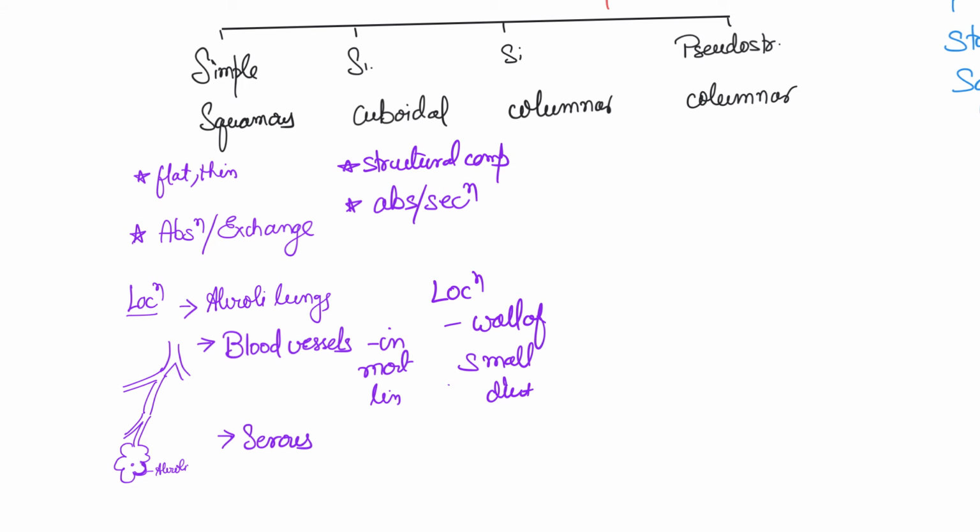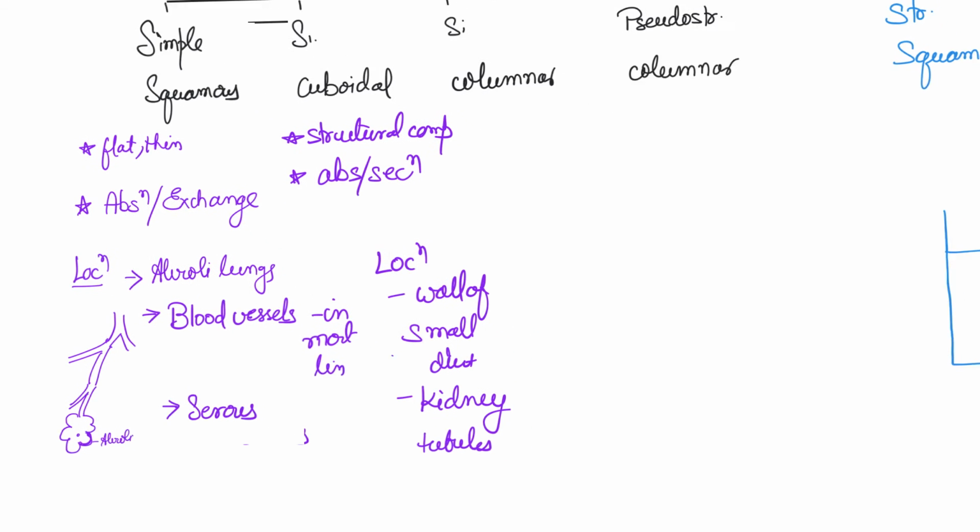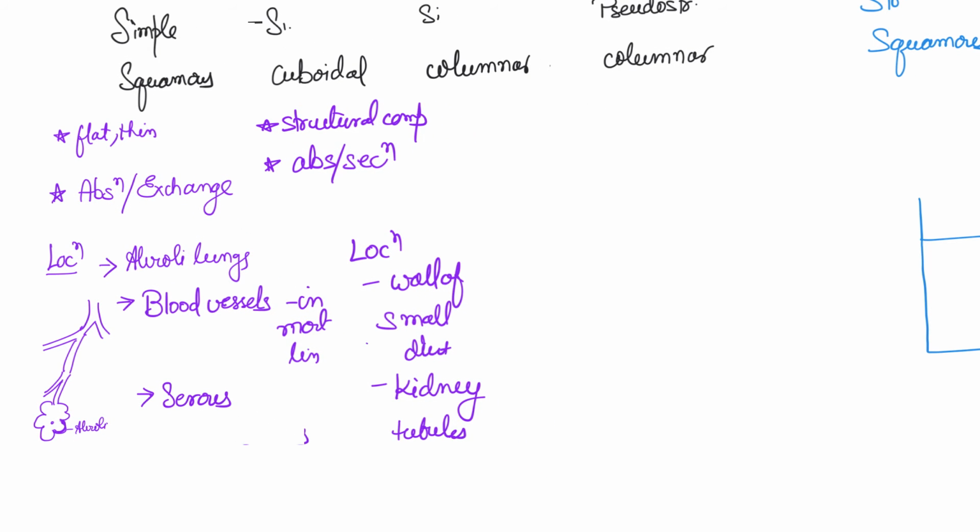So you'll easily find them in the small ducts, in your kidney tubules. Kidneys have these tubules, small, extremely fine tubes that you call nephrons. You'll find them there. Now we jump to the next category, that is simple columnar. I am using the red color just to distinguish. I'll draw a line later on.